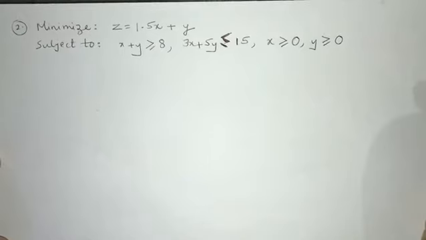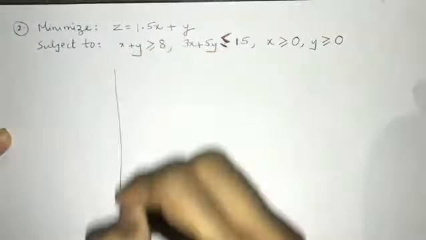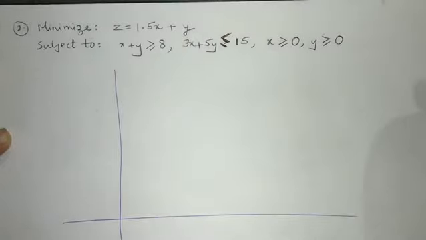Next question is minimize z equal to 1.5x plus y subject to the conditions: x plus y greater than or equal to 8, 3x plus 5y less than or equal to 15, x greater than or equal to 0, y greater than or equal to 0. We'll quickly go to plotting the graph again.